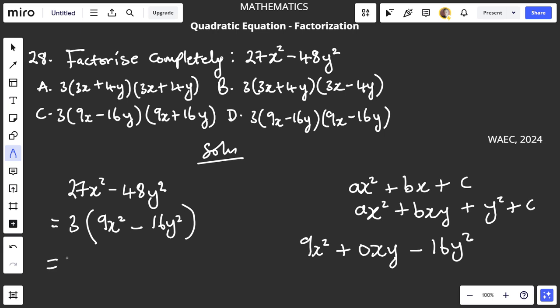So I'll rewrite this as 3 into 9x squared plus 0xy minus 16y squared. Remember, 0 times this will disappear, so we have not actually changed much. So we proceed.